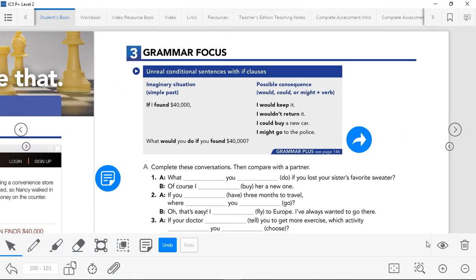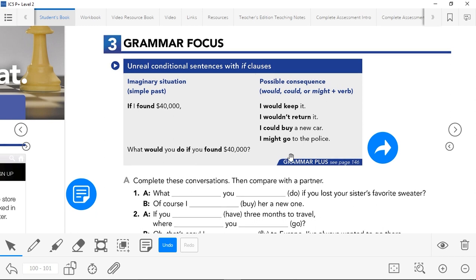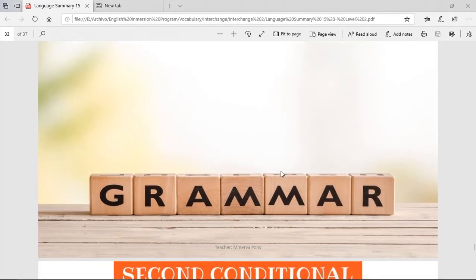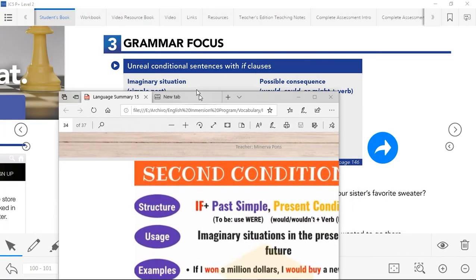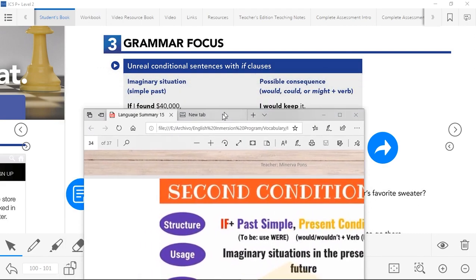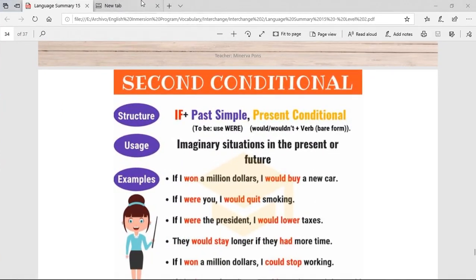Unreal conditional sentences with if clauses, also known as second conditional. Okay, let's see this. I have a thing for this. Second conditional. We have three parts: structure, usage, and examples. Let's start with the usage. We use the second conditional, or the unreal conditional in sentences with if clauses, with imaginary situations in the present or the future.